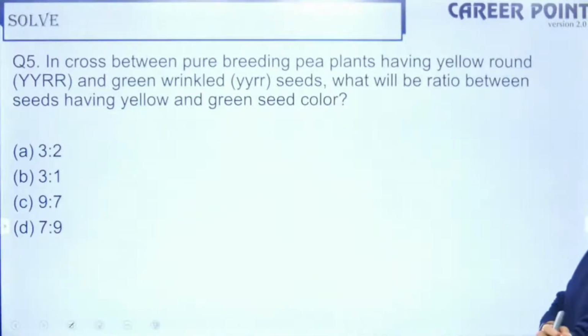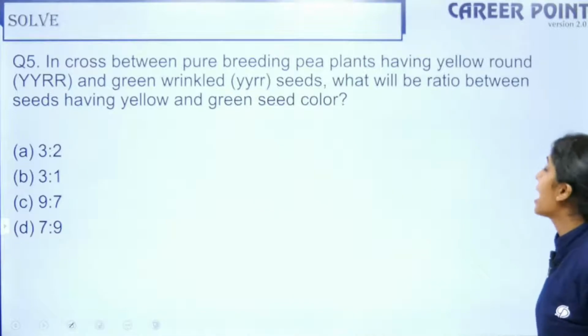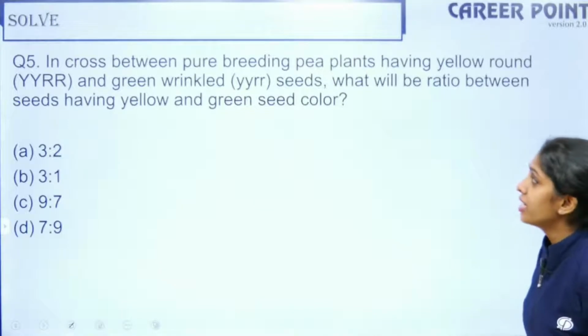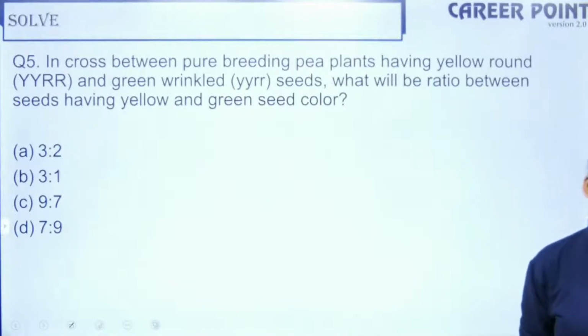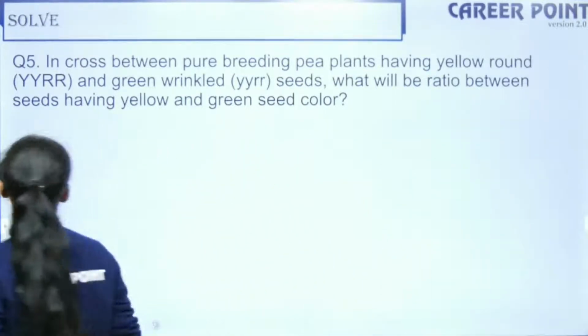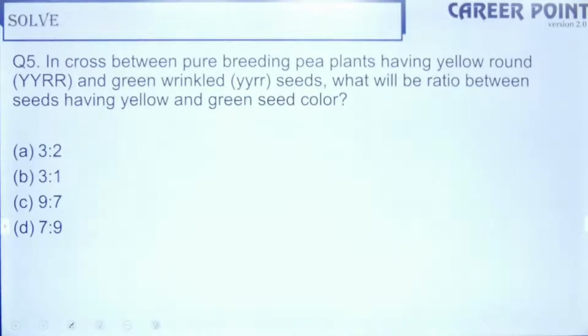Question 5. In a cross between pure breeding pea plants having yellow round and green wrinkled seeds, what will be the ratio of seeds having yellow and green seed color? It's a nice question. Yellow and green seed. What is the answer?